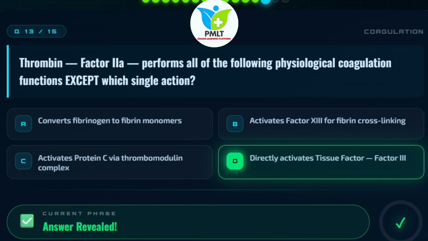Correct answer is D. Directly activates tissue factor 3. Thrombin does not activate tissue factor. Tissue factor is constitutively expressed on subendothelial cells and activated by direct exposure to blood after vascular injury. Thrombin's actual functions include fibrinogen to fibrin conversion, and activating factors V, 8, 13, and protein C.